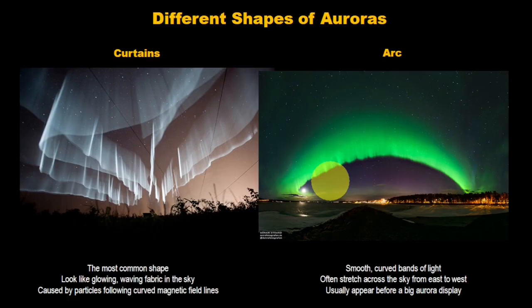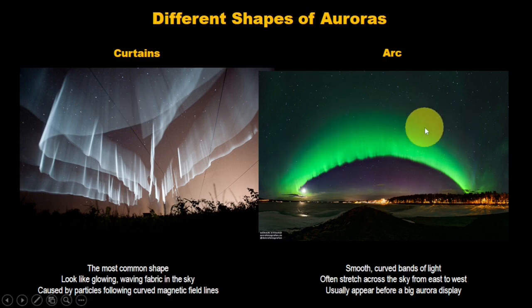Now, auroras have different shapes. We have the ones that look like curtains, okay? This one looks like a curtain, which is the most common shape of the auroras. So they look like glowing waving fabric in the sky, and are caused by particles following the curved magnetic field lines. And we have the arcs, one that looks like an arc.